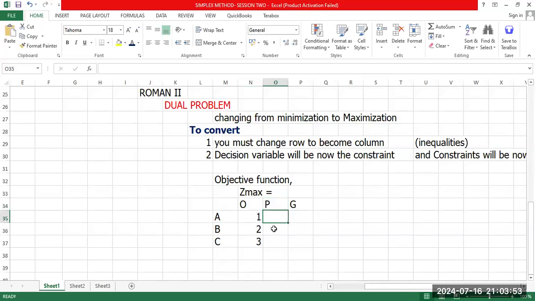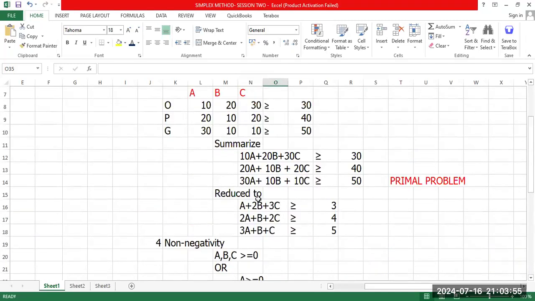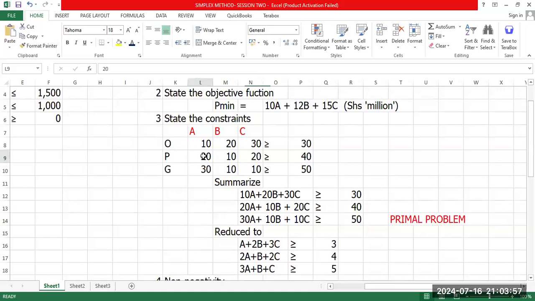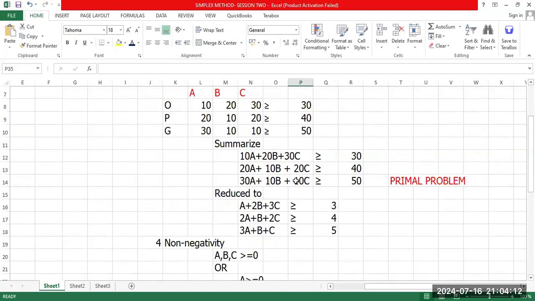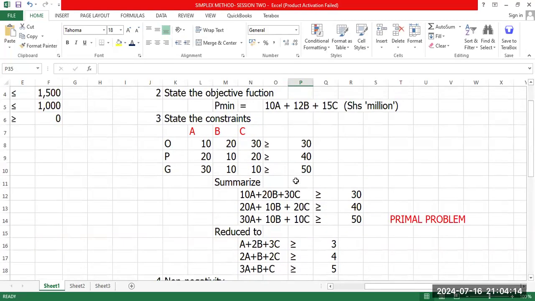Then column number 2, what will be the column number 2? You just go back to your row 2. This is your row 2. So this is 2, 1, 2. I write 2, 1, 2. Then this one I also change to appear as a column.